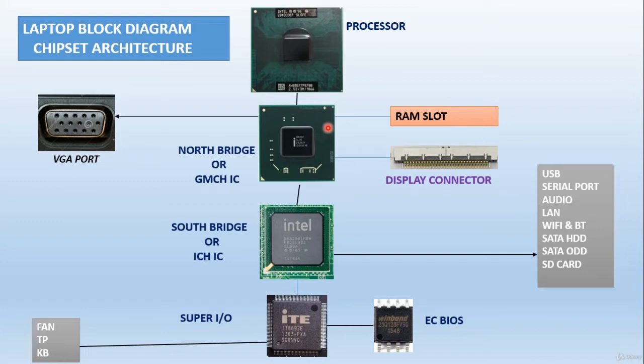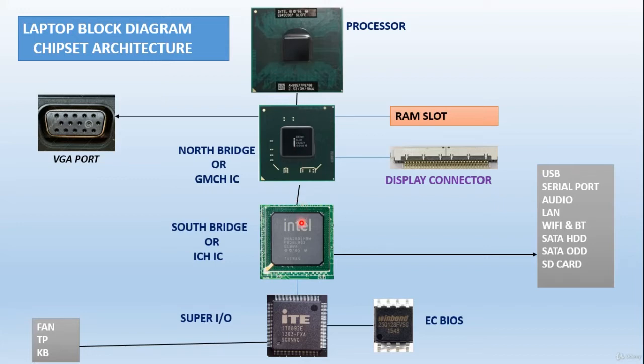GMCH means Graphics Memory Controller Hub IC. It controls all the high speed processing sections such as display, RAM, VGA port, etc. GMCH is directly connected with the CPU in order to communicate with the CPU fast. GMCH IC is also called North Bridge IC because the IC is located in the north side of the motherboard. Also, the location of the IC is always near the CPU.